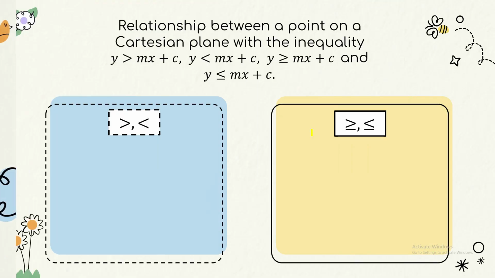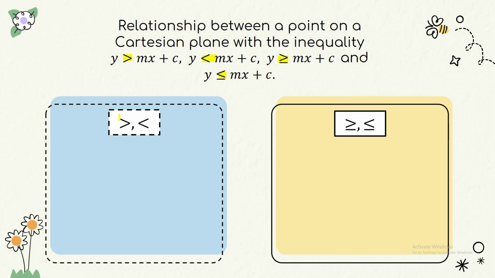Next, the relationship between a point on the Cartesian plane and the inequalities y higher than mx plus c, y lower than mx plus c, y higher than or equal to mx plus c, and y lower than or equal to mx plus c. The difference between these inequalities is the inequality sign. First we take a look at the first category, which is higher than and lower than.